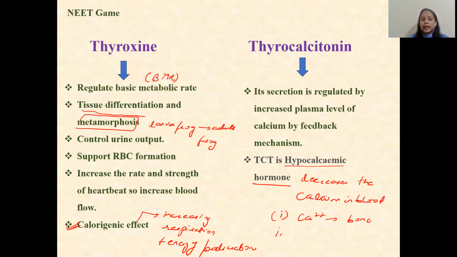The second thing, it increases the excretion of calcium in the urine. Instead of reabsorbing it from the urine during urine formation, it starts excreting more calcium ions into the urine. So these are the two ways in which thyrocalcitonin acts as a hypocalcemic hormone. So these are the functions of thyroxine and thyrocalcitonin.